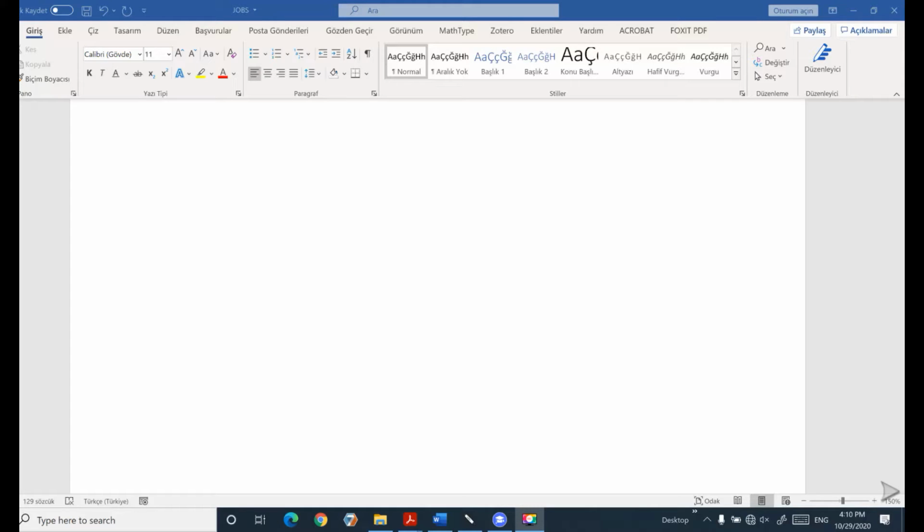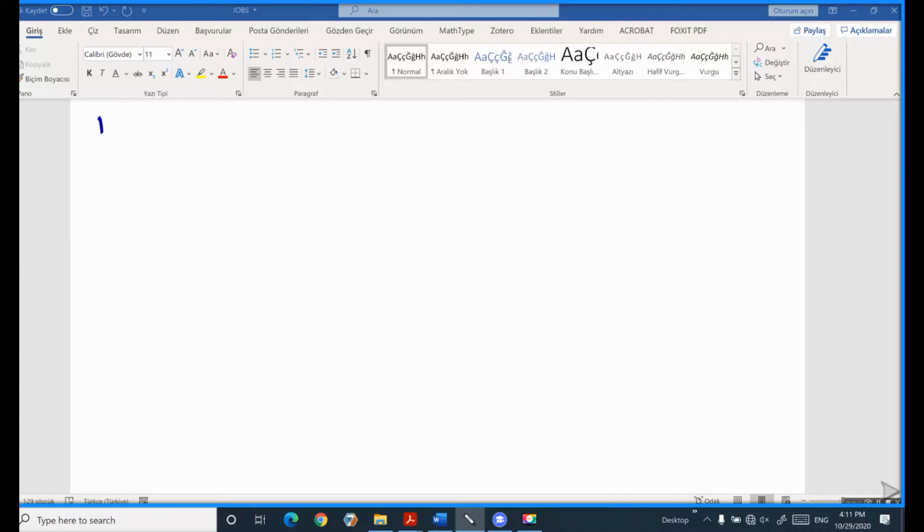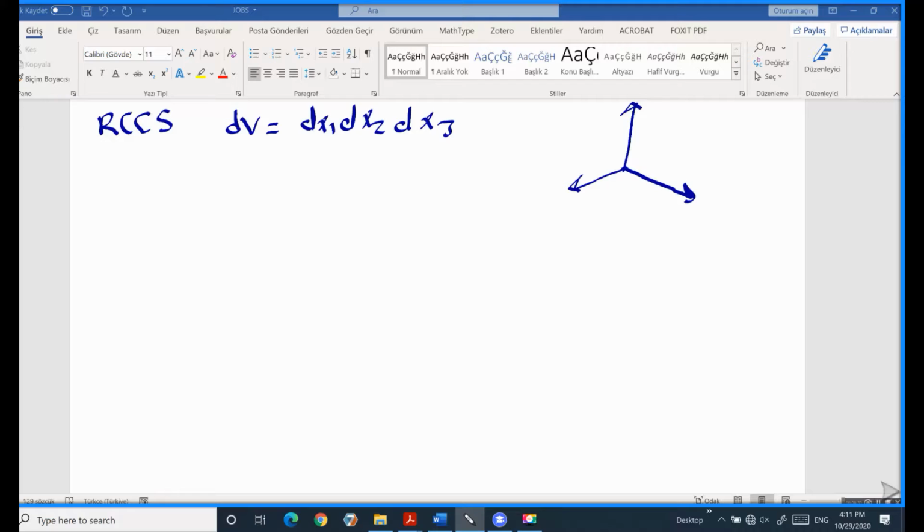Let's consider here a rectangular coordinate system and any differential volume. It can represent a very small piece of volume by dx1, dx2, and dx3. We represent this in the coordinate system like this. If I call this x3, this is my x2, and this is my x1, we call this 3-space.